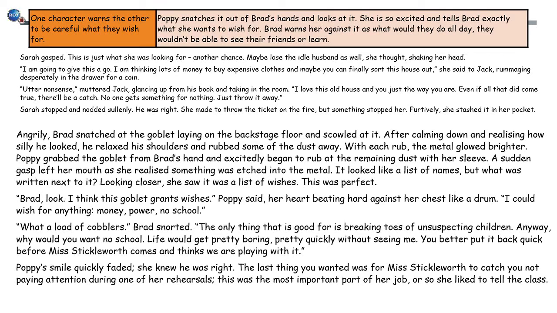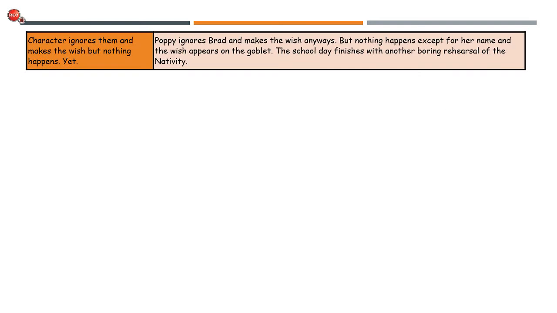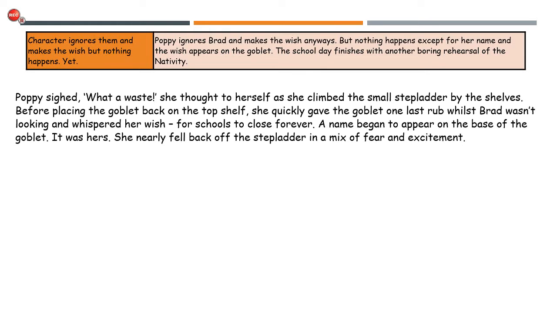So again, we learn a bit about Miss Stickleworth. It doesn't sound like she's very forgiving, and it sounds like she's quite strict. And the children are a little bit intimidated by her. So then we move on to the next section, in which the character who wants to make the wish ignores the other one and makes the wish, but nothing happens yet. So Poppy ignores Brad and makes the wishes anyway, but nothing happens except for her name and the wish appears on the goblet. The school day finishes with another boring rehearsal of the Nativity.